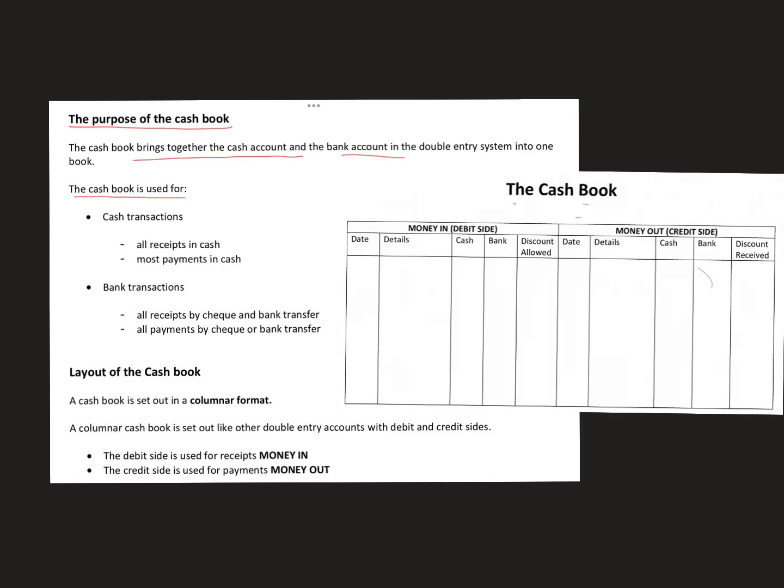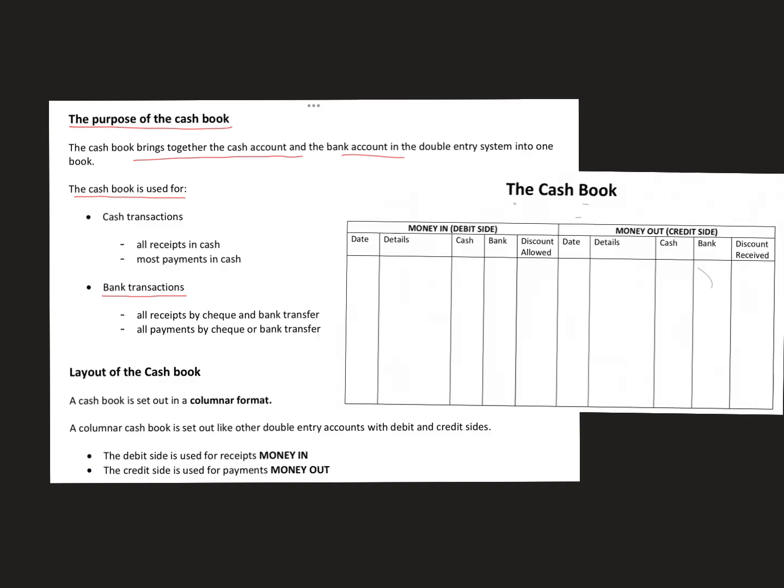So cash transactions: all receipts in cash and most payments in cash, and bank transactions. So those transactions which go through the banks. So all receipts by check and bank transfers, all payments by check and bank transfers, and as we established earlier, any of those transactions which you're processing which is through the bank.